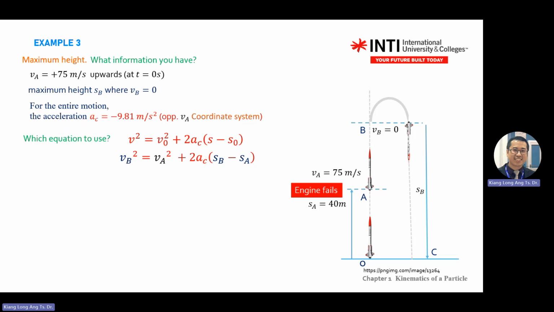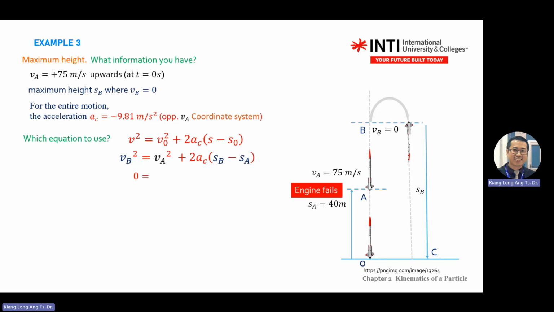If you accidentally use the wrong notation, for example if you see from O to B, this one is O, then it is a different substitution already, a different value. VB we know is 0, and 0 squared you still get 0. VA, what is VA? 75. Sometimes the question does not mention this. It will just say that if it launches at constant velocity and then suddenly fails, it means it still moves at this velocity at that incident point. So this one is 75.